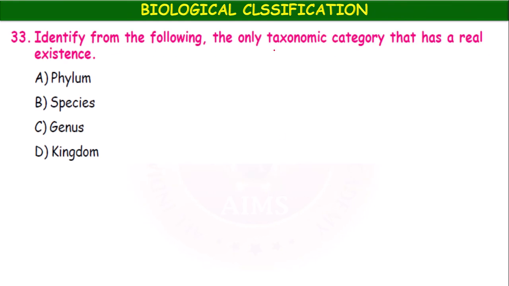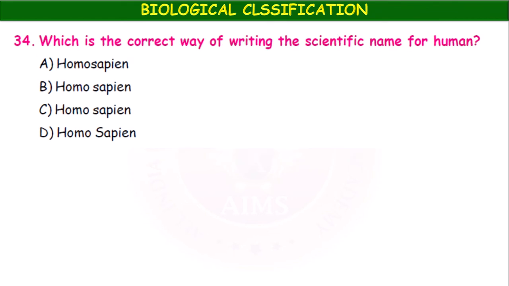Identify from the following the only taxonomic category that has a real existence. Phylum, species, genus, kingdom. Okay, it is the species which is the basic unit of classification which has the real existence. Which is the correct way of writing the scientific name of human? Homo sapiens. So, here the pattern also you have to see. This is the correct one, even this is also correct, but in the remaining two, the capital letter is given, so it is wrong. Okay, the space must be there between the genus and species.